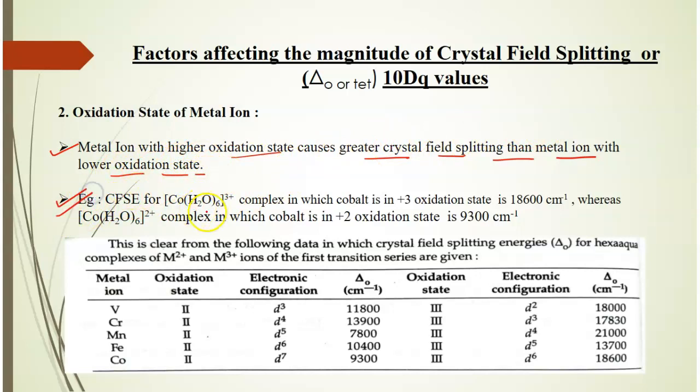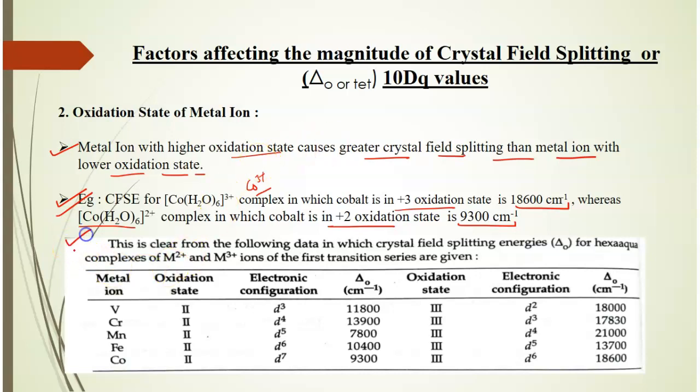And the example that we have taken of hexa aqua cobalt: one complex having cobalt in +3 oxidation state has CFSE value 18,600 centimeter inverse, whereas the complex where cobalt is in +2 oxidation state has CFSE value 9,300 centimeter inverse, almost half of the complex where cobalt is in +3 oxidation state. So this is one example which clearly shows that the more the oxidation state of the metal, the more is the crystal field splitting.